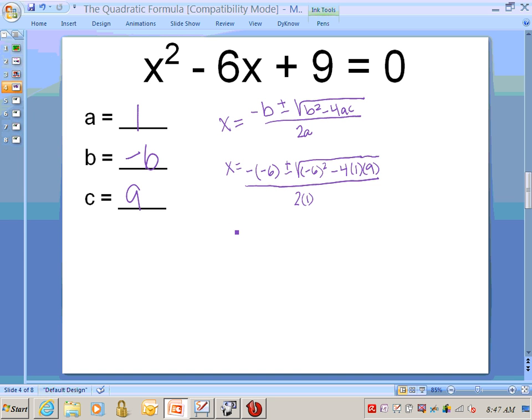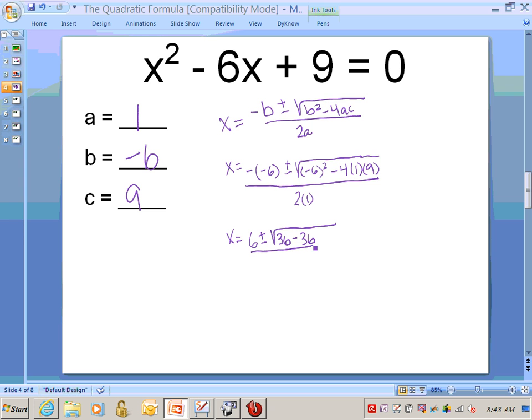Well, we're just going to simplify it all. We're going to do it just one step at a time, though. So the first one we've got negative 6, what is this? Positive 6. So 6 plus or minus the square root, and then we're going to simplify both of these. Negative 6 squared is positive 36. Negative times negative is positive, right? So it's 36 minus 36. Good.